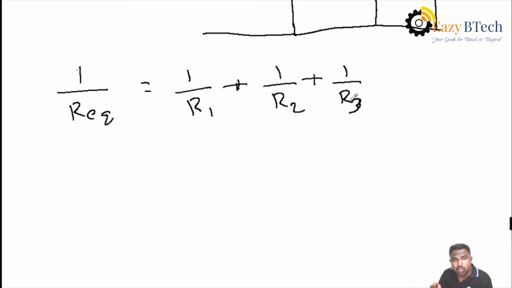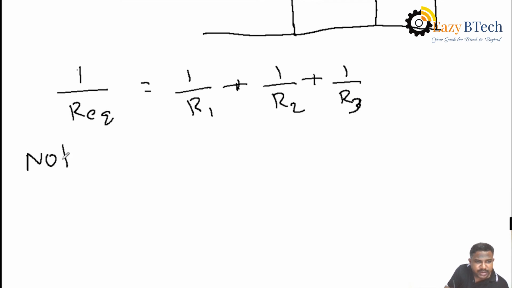Then you have to write down 1 by R equivalent equal to 1 by R1 plus 1 by R2 plus 1 by R3 and so on. If only two elements are in parallel, R1 and R2, the formula is simply R equivalent equal to R1 R2 by R1 plus R2. So take the LCM, then you have that formula. Okay.